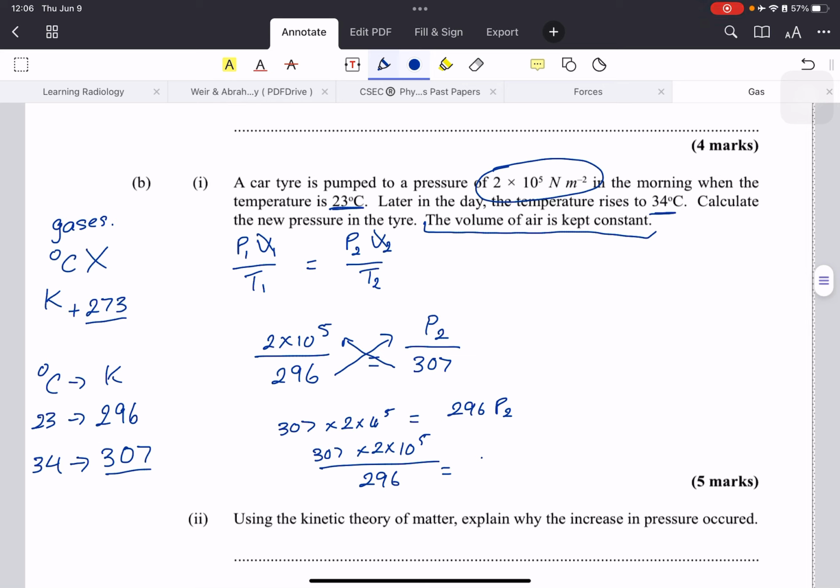Let's see what we get. So I am getting 2.07 times 10 to the 5. I'll leave my units just as they have it. Okay, so that is the new pressure in the tire. Okay, so this equation here can be used for all your gas calculations.